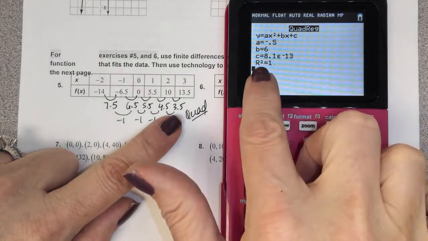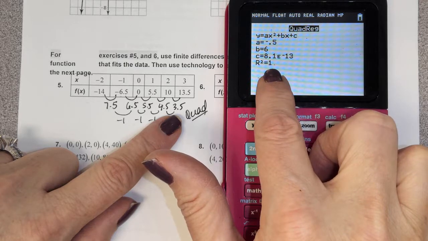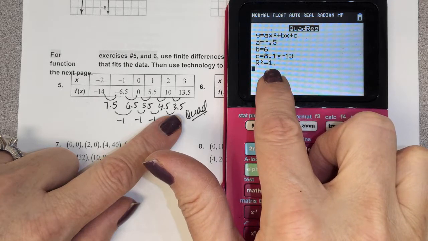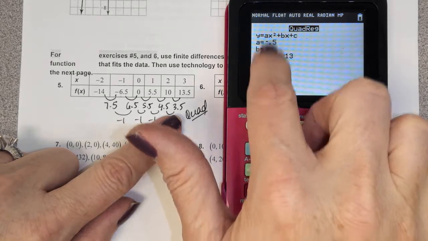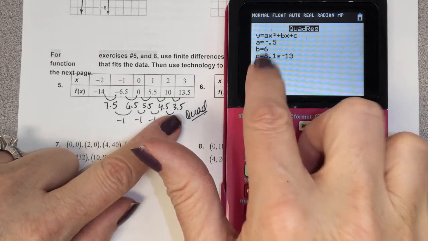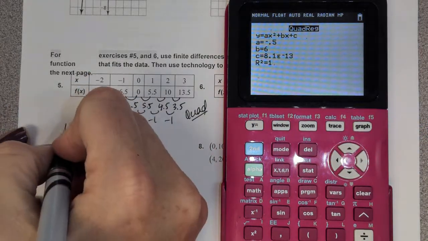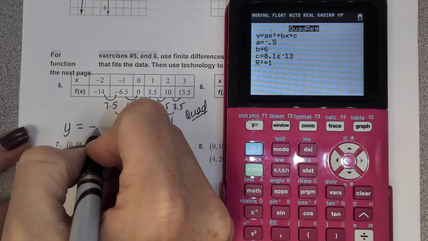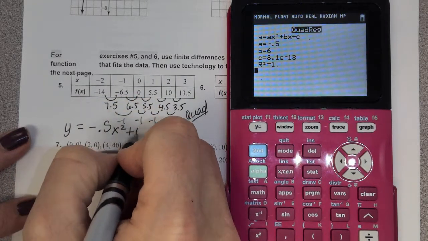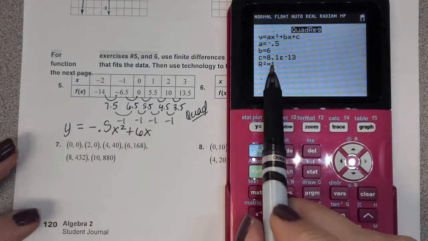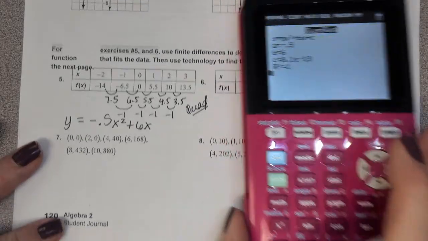And here's what it gives us. R squared, the closer it is to 1, the more quadratic it is. This is a perfect quadratic equation. Now, this is the best place to find your equation. So my equation is y equals -0.5 x squared plus 6x. Now, this right here is 8.1 times 10 to the -13.